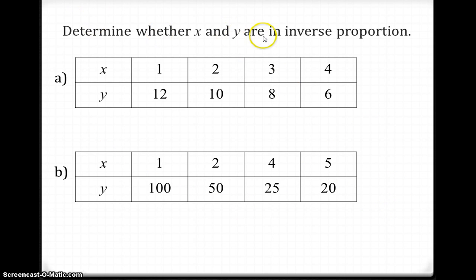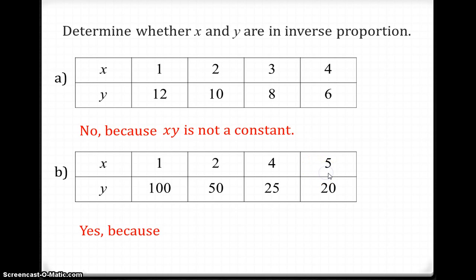Determine whether x and y are in inverse proportion or not. So how to determine? Yes, we check whether x times y will all give us the constant value or not. 1 times 12, 2 times 10, 3 times 8, 4 times 6. No, they are not giving us a constant value. So xy in this case is not a constant, so it is not inverse proportion. How about this? Yes, this is an inverse proportion because xy is equal to 100.